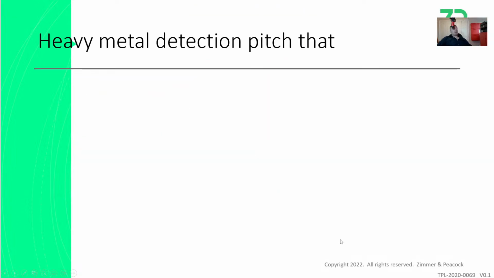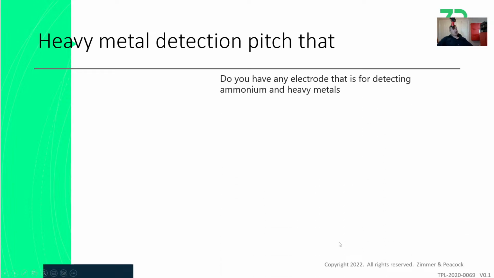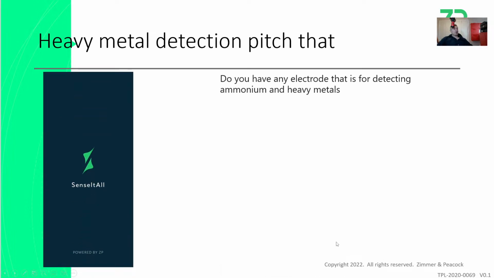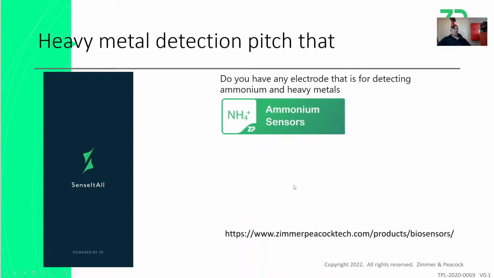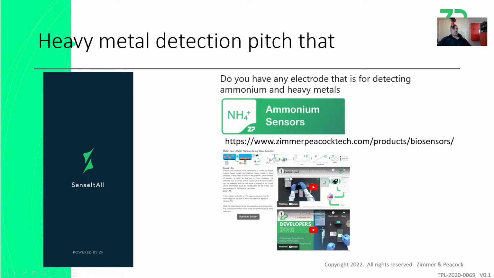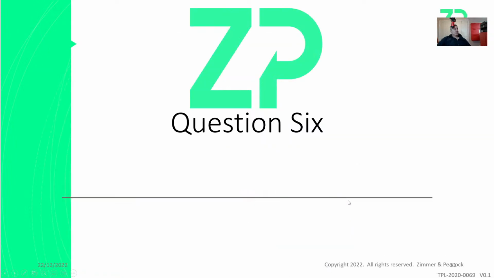I realize that we're only halfway through the questions. We're 25 minutes into this. Quick question now. I have to move on now. Can we detect ammonium and heavy metals? The quick answer is we can. We do have a platform. We call it SenseltAll. We definitely can do ammonium and heavy metal.